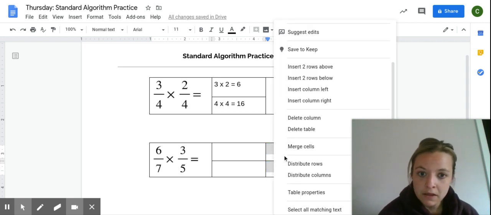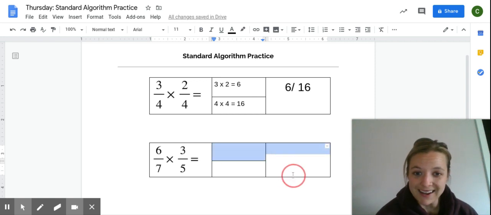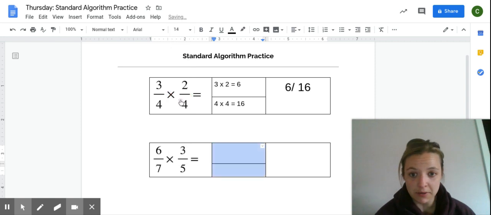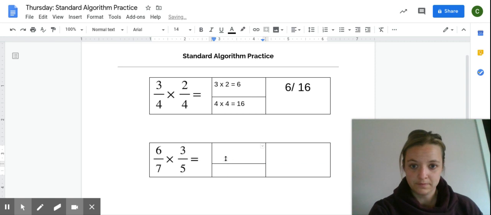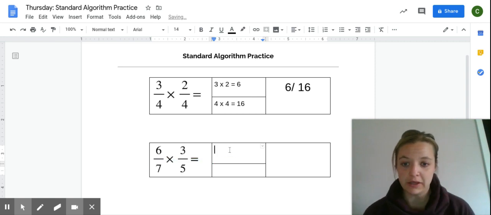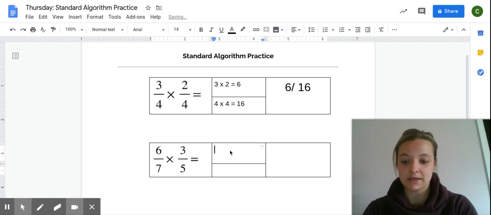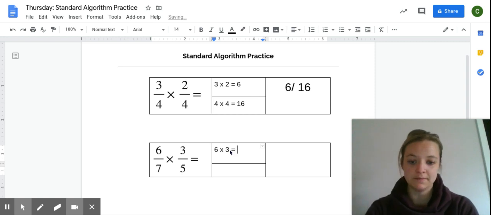Okay, I want you to first just look at this problem and identify what our two numerators and what our two denominators are. Again, the numerator is our top number and our denominator is our bottom number. So, numerator, we first want to look at our whole problem: 6/7 times 3/5. Our numerator, we have 6 times 3. We can skip count, we can use repeated addition: 6, 12, 18.